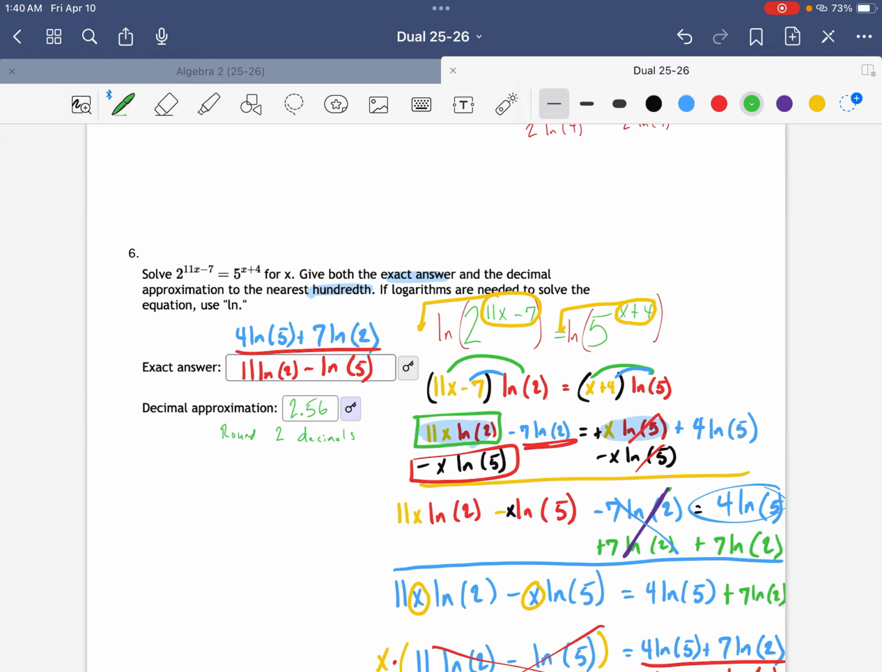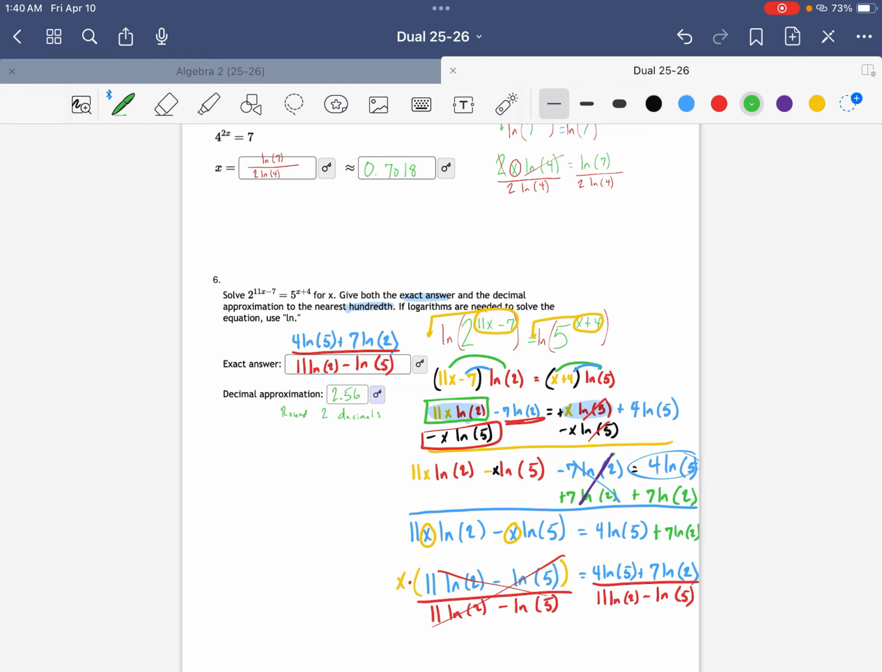I know it's a little confusing here. Looks like a lot of work. But the more you do it, the easier it's going to get, obviously. Number 6 is a great test question because look at it. It's so beautiful.